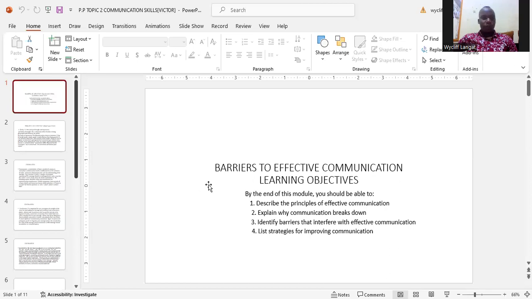So today we are on the barriers to effective communication. We have the learning objectives. By the end of this module, you should be able to: first, describe the principles of effective communication. Number two, explain why communication breaks down. Number three, identify barriers that interfere with effective communication. Number four, the last but not least, list strategies for improving communication.